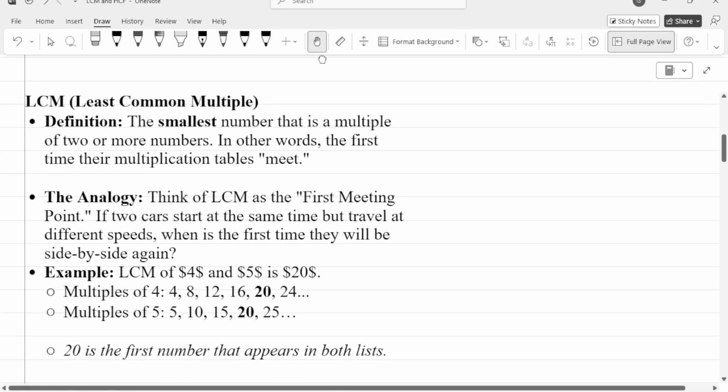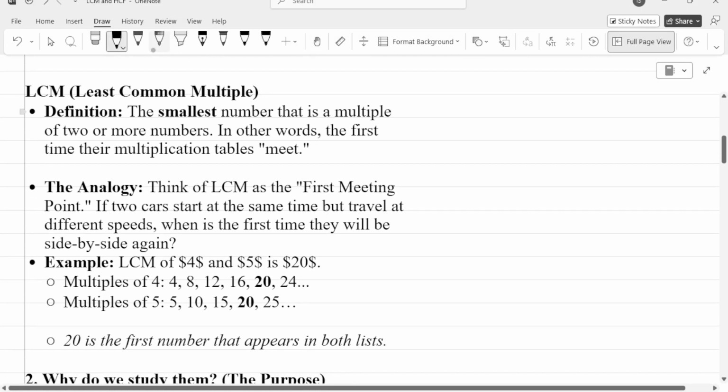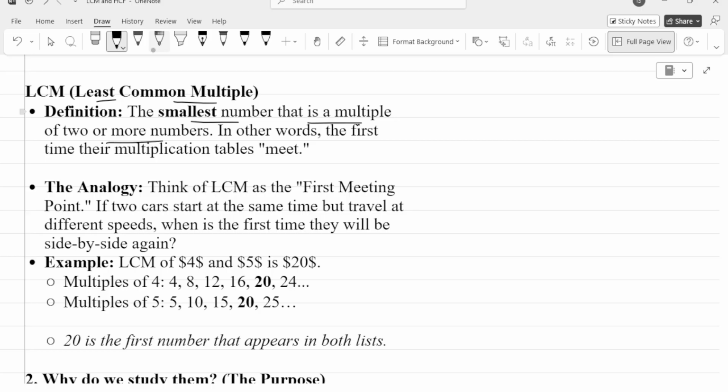Now we discuss LCM. LCM is the full form of least common multiple: the smallest number that is a multiple of two or more numbers. In other words, it is found from the multiplication tables of the numbers. Think of LCM as the first meeting point. Now here is an example. If two cars start at the same time but travel at different speeds, when is the first time they will be side by side?